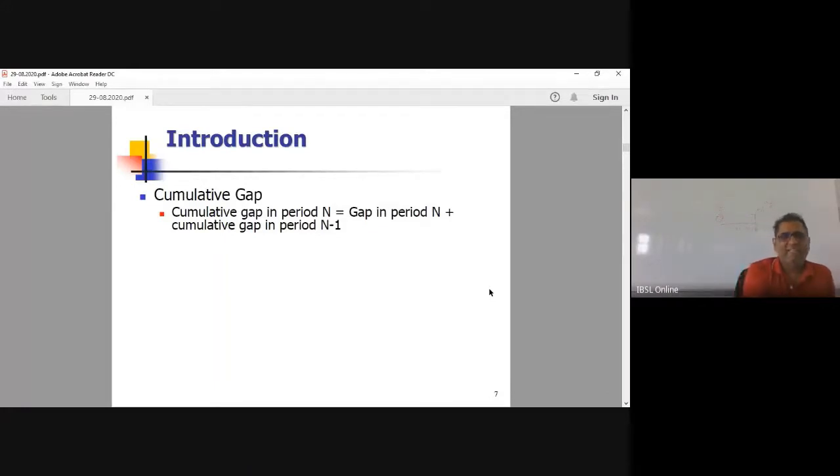So basically, cumulative gap. What it means is the gap for the period that we are looking at, up to the period you are looking at, and how you calculate it. It's a mathematical thing where you look at what the gap is for that particular period, plus the accumulation up to that point in time. You will understand it when we go through the formula.